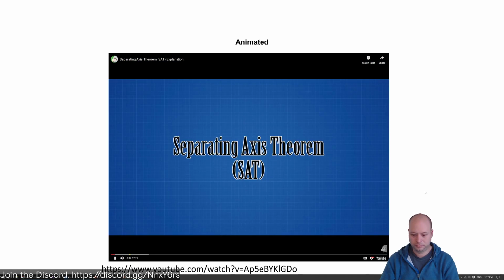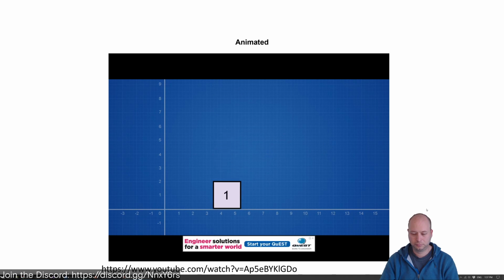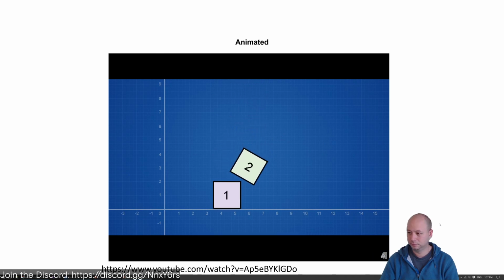I'm going to explain to you the separating axis theorem, also known as SAT. The separating axis theorem is used to check whether or not two objects are colliding. For this explanation, I'm going to use two cubes. We want to check if cube 1 is colliding with cube 2. But how are we going to do that?